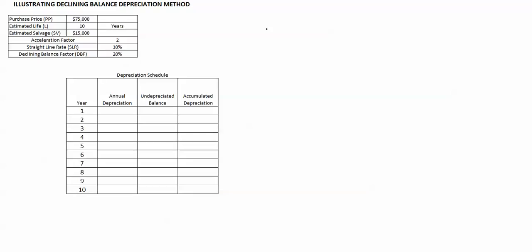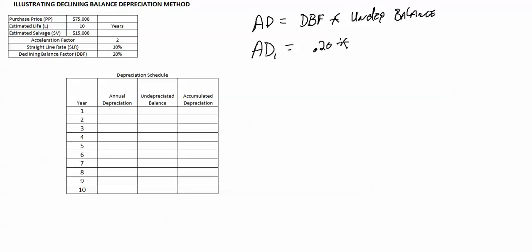When calculating the annual depreciation, each year is equal to the declining balance factor times the undepreciated balance. So in year one, if you were calculating the annual depreciation in year one, it would be equal to 20%. Now in year one, you haven't depreciated any of that purchase price. Okay? So that purchase price is $75,000. Here, we do not subtract the salvage value.